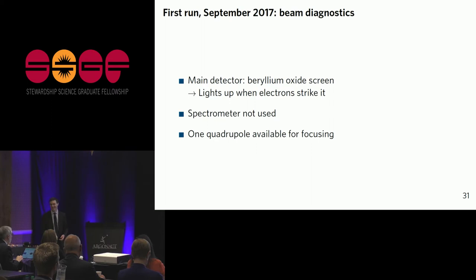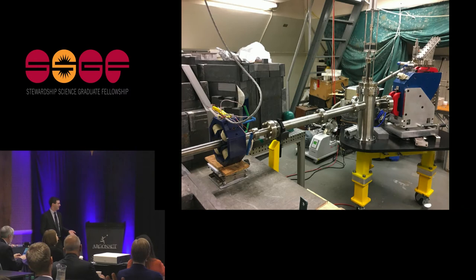So we did our first run September 2017 just to see what the beam looked like, because we'd never done this before. So we used this beryllium oxide screen to take a look. And after like 3 or 4 days of optimization, this is what our setup looked like. And then the beam looked like this.